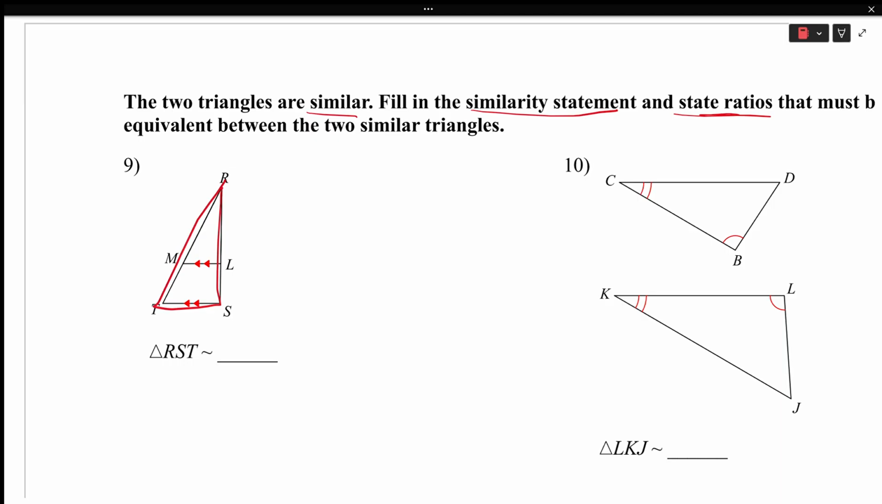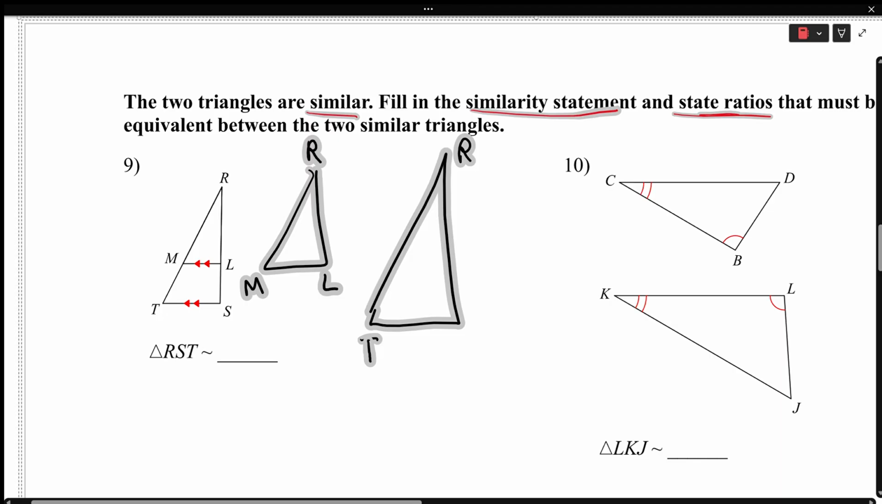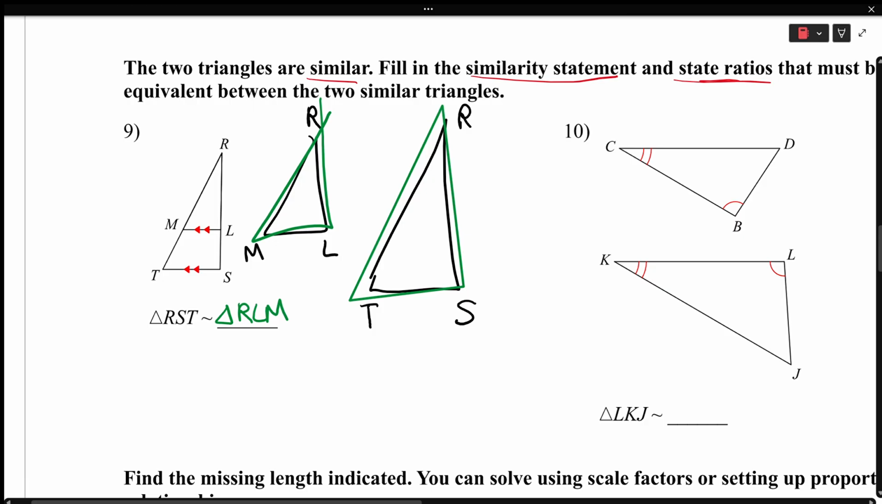RST, there's two triangles here. I like to redraw them separately because it's easier for me to figure out the corresponding sides if I draw them separately. Okay. So RST, right? I'm going in that order, RST. So then on the other triangle, I should go in the same order, triangle RLM. So that's my similarity statement.